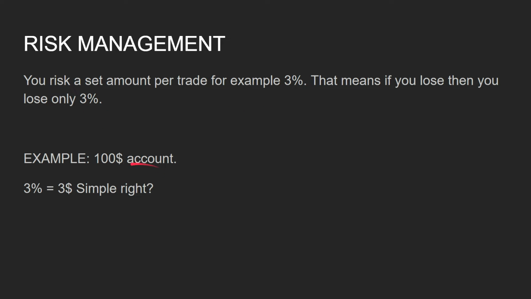So let's say you have a $100 account, you lose 3%, you only lose $3, right? So you have $97 left. You don't lose a lot, but your reward is large. That's pretty much how this risk to reward ratio thing works, right? If your risk reward ratio is 1 to 2 and you're risking 3%, that means your reward is going to be 6%. And what's 6% of $100? $6, right? So you'd lose $3, but you can make $6. See how that works? Pretty cool, right?